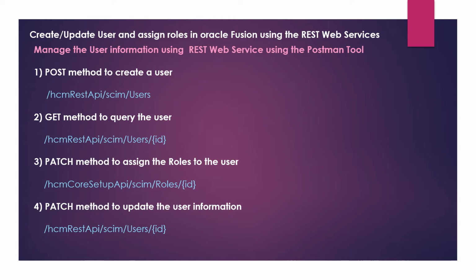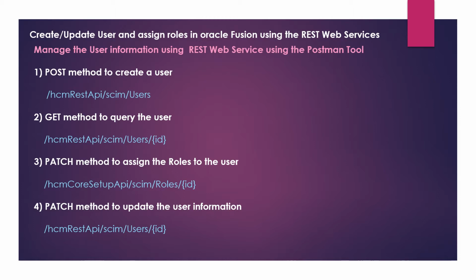So the first one, we are going to create a user using the Postman tool. We have a POST method to create a user. For that, the web service that we are going to use is HCM REST API slash SCIM slash user. And once we have created it, we are going to verify if the user has been created successfully or not.